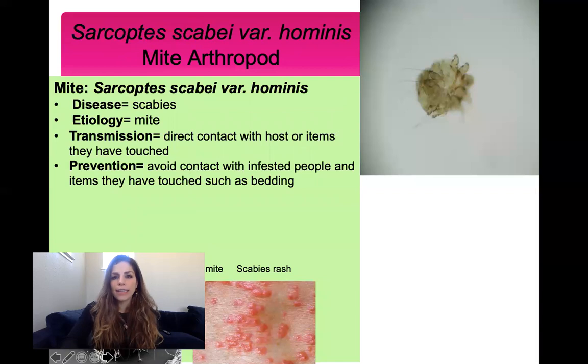And then finally, the last arthropod we're going to talk about is Sarcoptes scabiei. This is a mite. It causes the disease scabies, and this is what they look like. The transmission is direct contact with the host or items that they have touched. And the best way to prevent scabies with the Sarcoptes mite is to avoid contact with people who are infested or items they've touched, such as bedding.